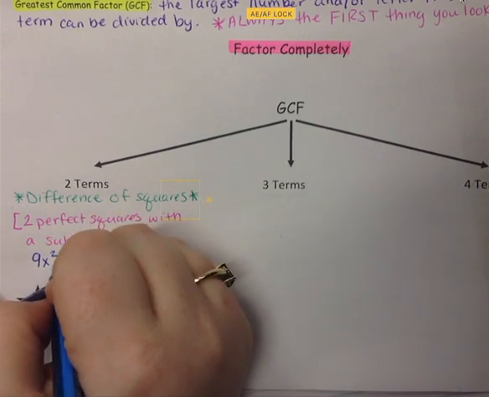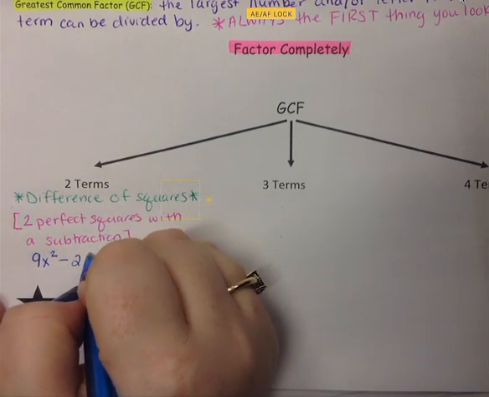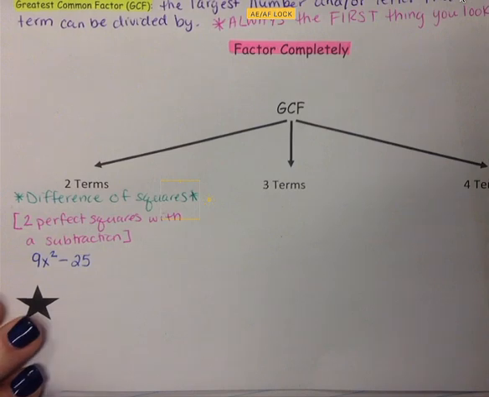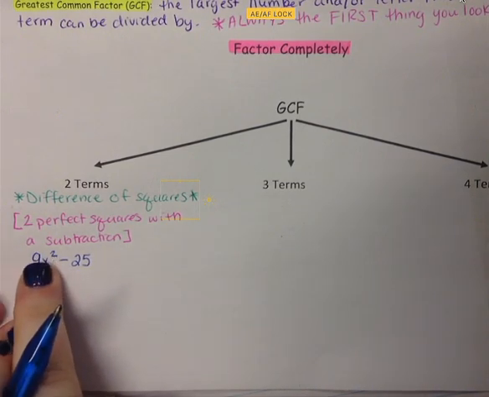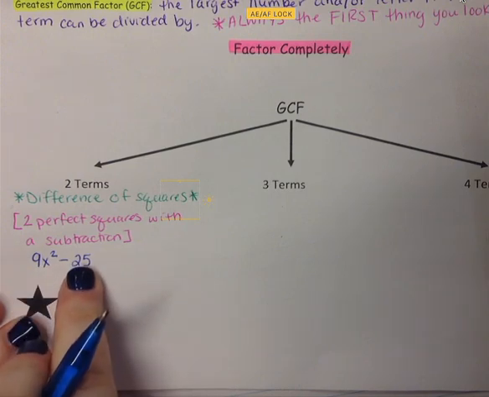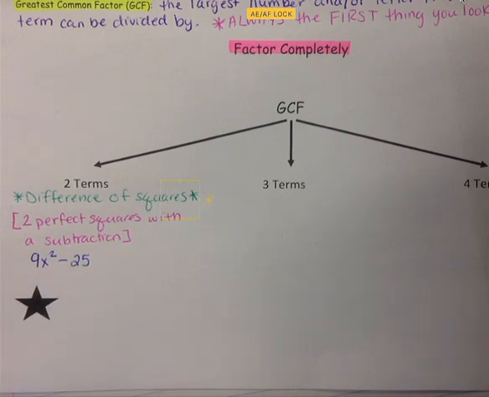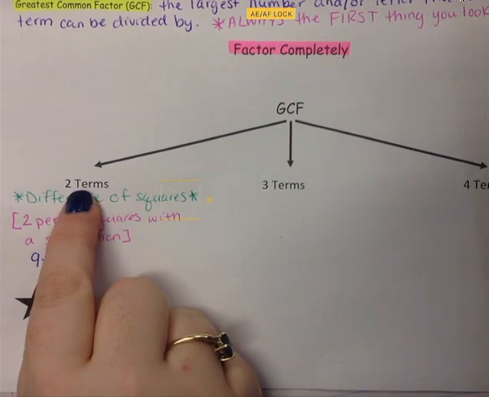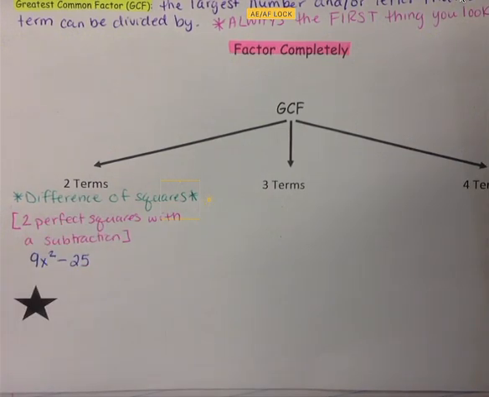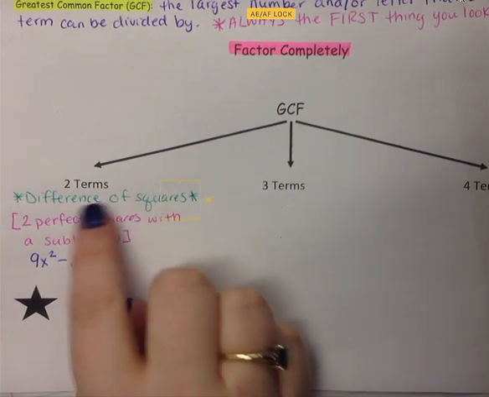So 9x squared minus, if I want to do another perfect square, 5 times 5 is 25. So a difference of squares would look something like this. Two terms, where this entire term is a perfect square, this entire term is a perfect square, and I have a subtraction between them. Later, when you are learning more factoring, with two terms you might also look for a difference and a sum of cubes, but in this course we're not going to be focusing on that. We're just going to be focusing on difference of squares.